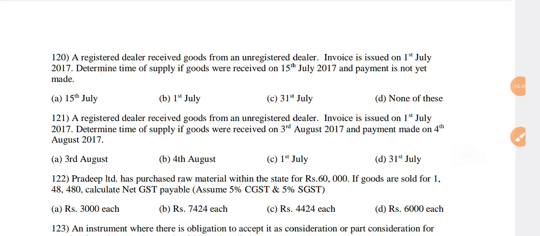Next question. A registered dealer received goods from an unregistered dealer. Invoice is issued on 1st July 2017. Determine time of supply if goods were received on 15th July 2017 and payment is not yet made. Option A, 15th July; B, 1st July; C, 31st July; and D, none of this. The correct option is A, 15th July.